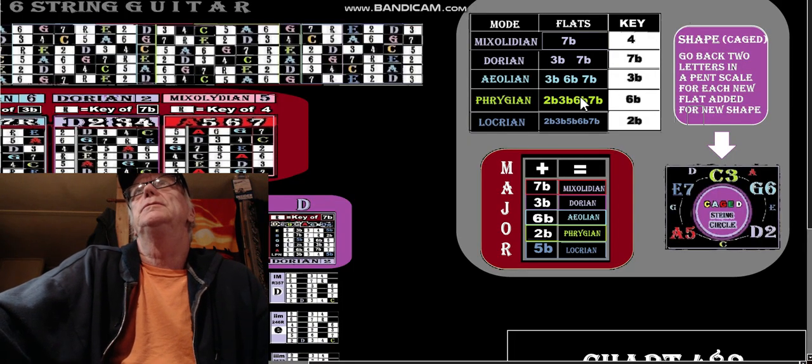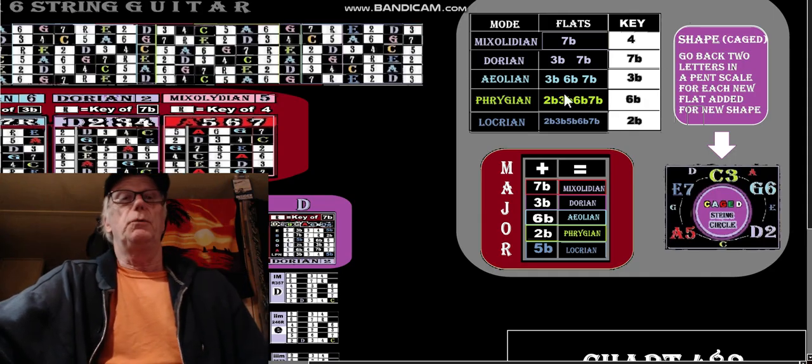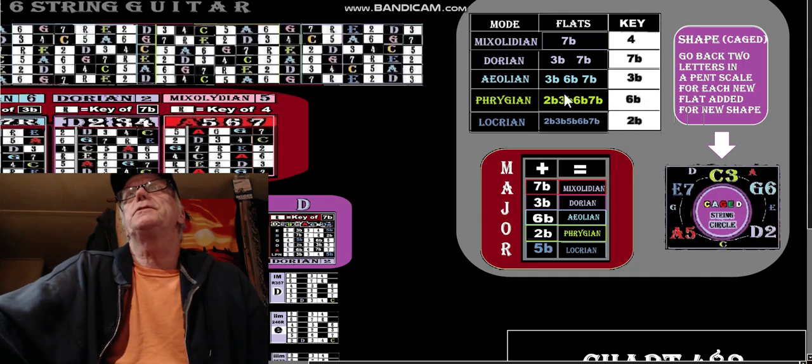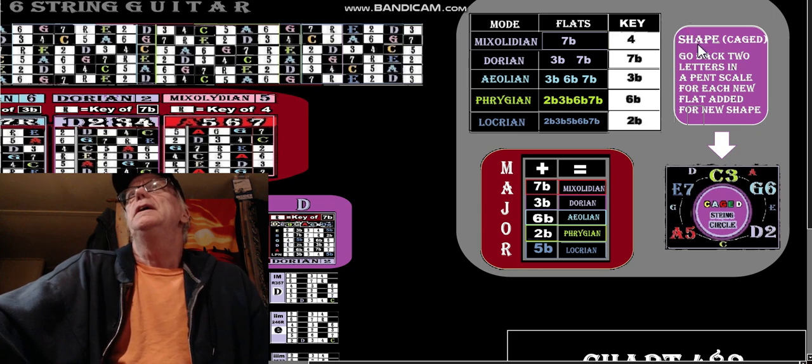That's the key. So there's always one flat ahead. Here we've added the 2 flat. Now it's the 6 flat, which was the last one that we added, etc. So that's how that works, and that's piano stuff, and it's music theory.